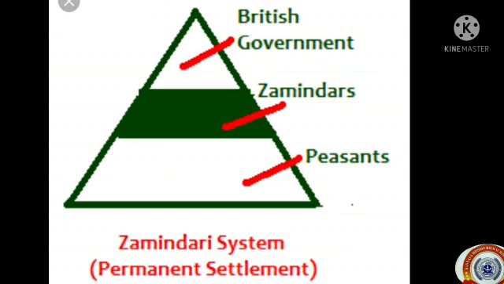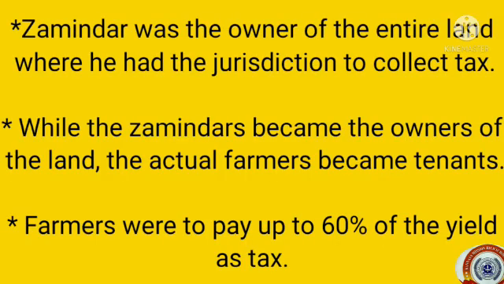Next, we see the features of permanent land revenue settlement. In the permanent land revenue settlement, the tax was collected by Zamindars. Zamindar was the owner of the entire land where he had the jurisdiction to collect tax. While the Zamindars became the owners of the land, the actual farmers became tenants.